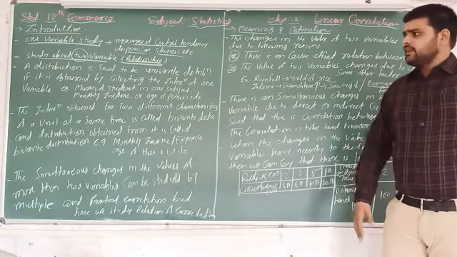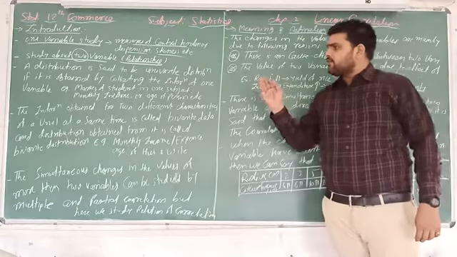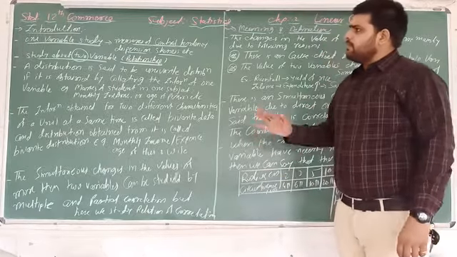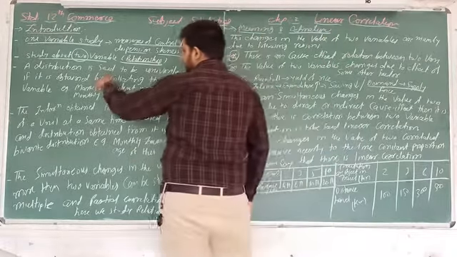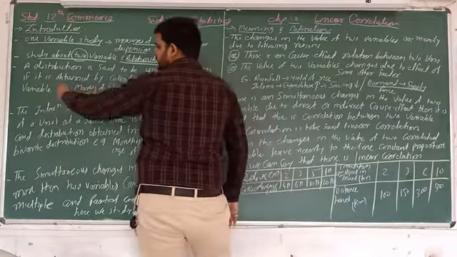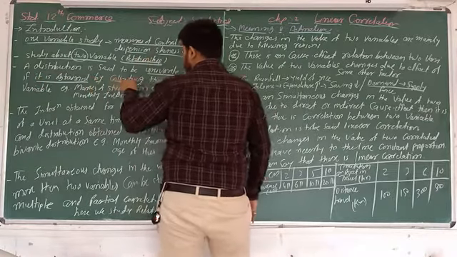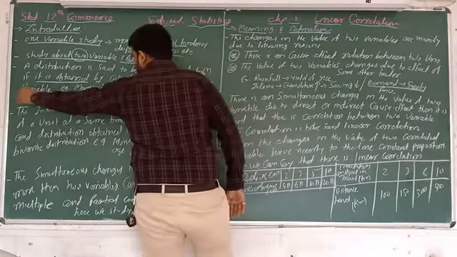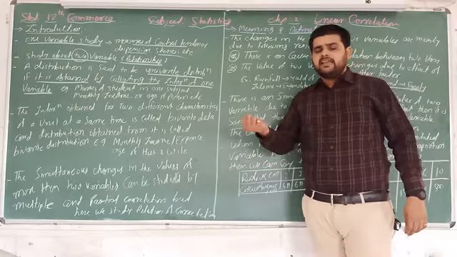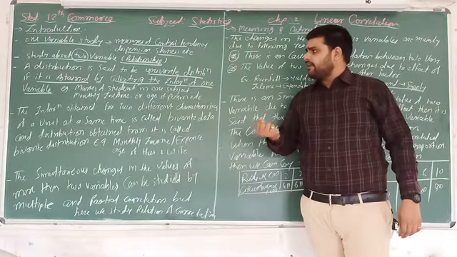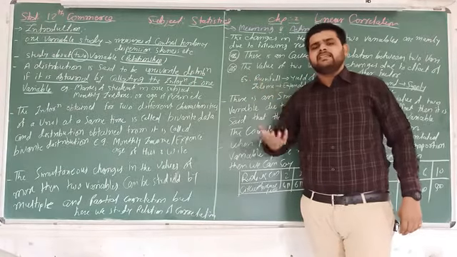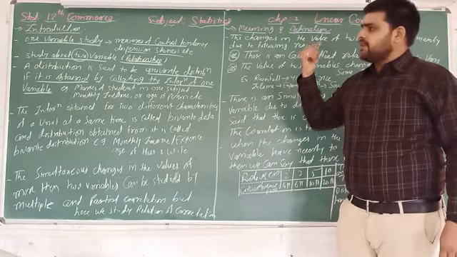So let us understand what we mean by one variable, what we mean by two variables, and how we can measure the relationship. What do you mean by one variable? A distribution is said to be a univariate distribution if it is obtained by collecting the information of one variable. When we do research and get information about only one variable, that is called a one variable study.